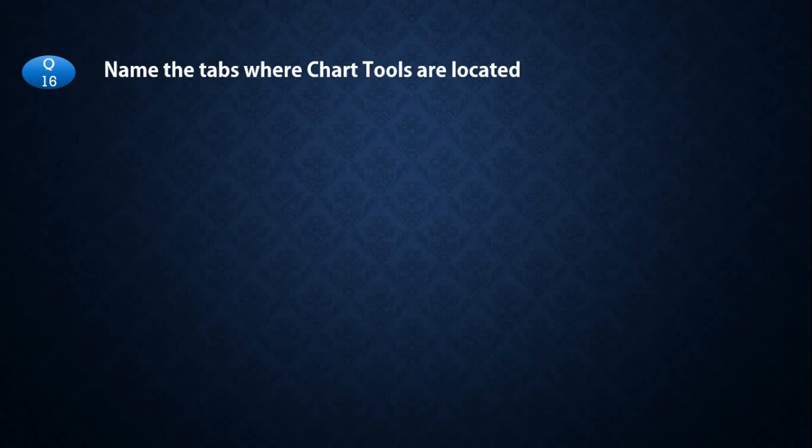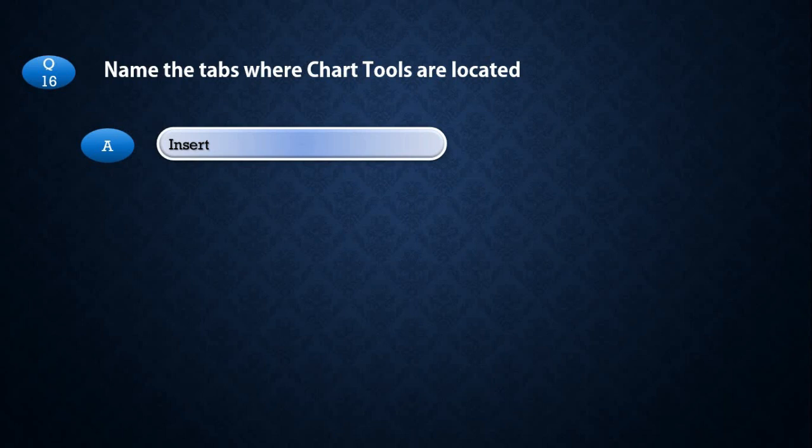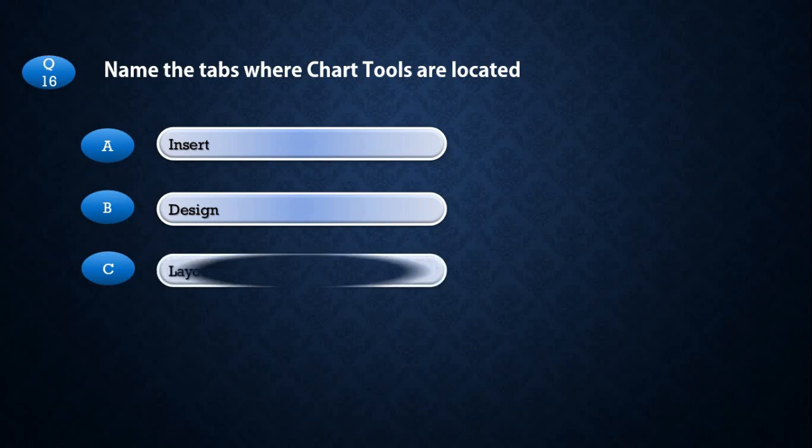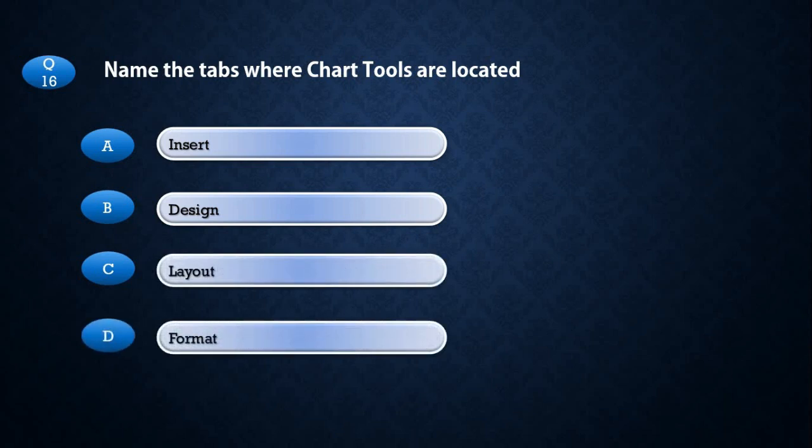The answer for the next question: name the tabs where chart tools are located. So firstly, we have insert tab where you can insert the chart into your worksheet. And then in order to format this, we have three different tabs, that is design, layout, and format tabs.